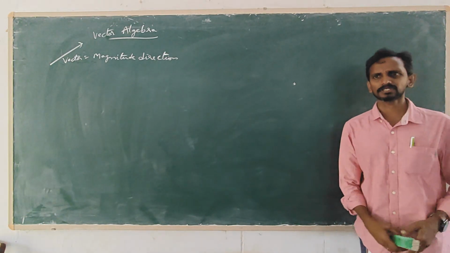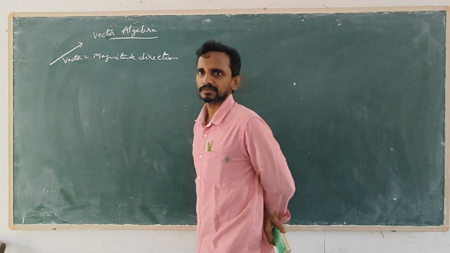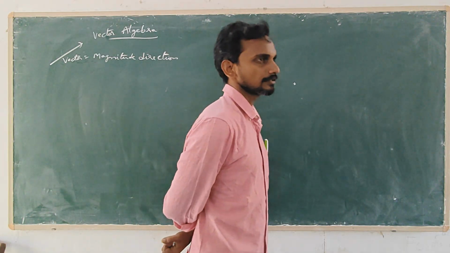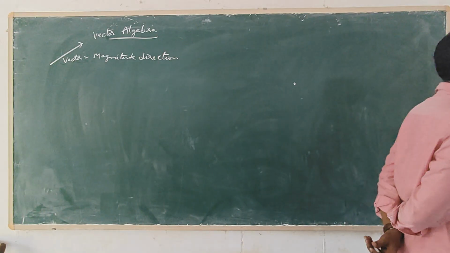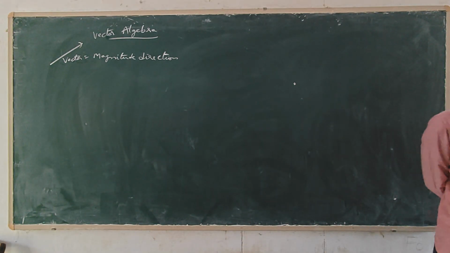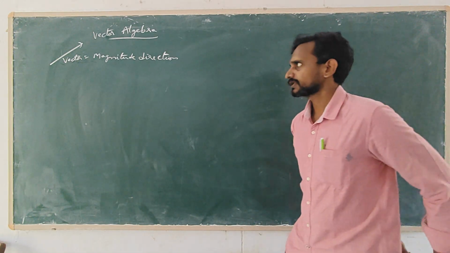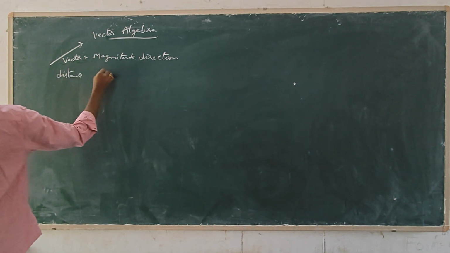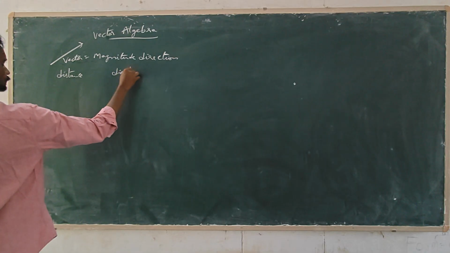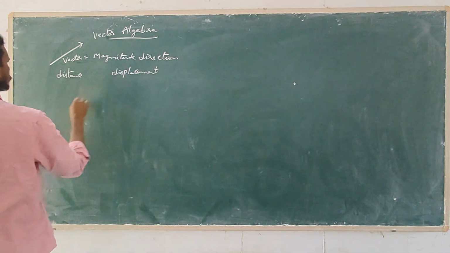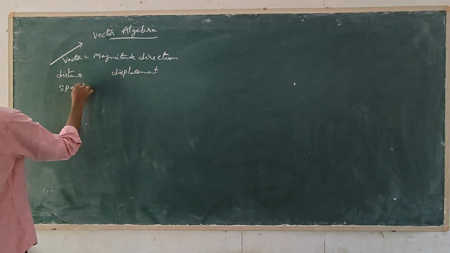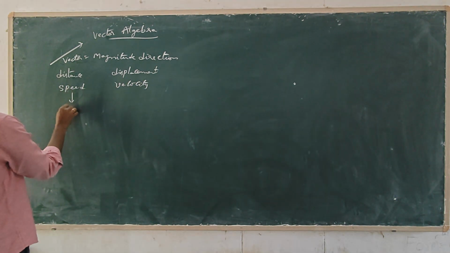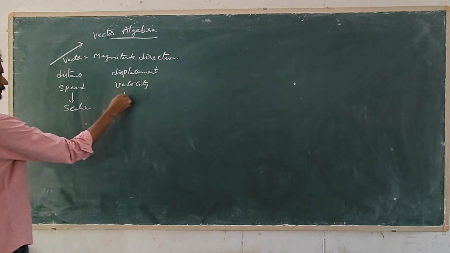So what are the quantities we know? Distance, displacement, speed, velocity. One is scalar, another is a vector. Right? These are scalars and these are vectors.